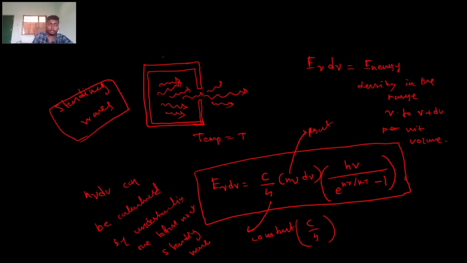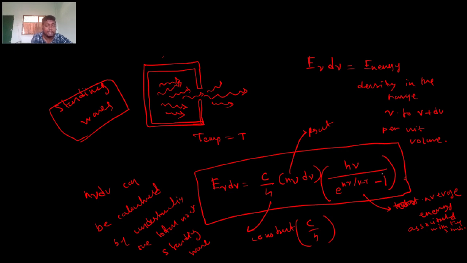Okay, if you have a battery of some energy E, and if you have 20 batteries, then the total energy the battery can supply will be 20 into E. So like that, this energy density per unit volume can be calculated as the factor c by 4, the total number of standing waves, and the average energy associated with the standing wave, not total. So in each standing wave, the average energy will be h nu by e to the power h nu by kT minus 1.